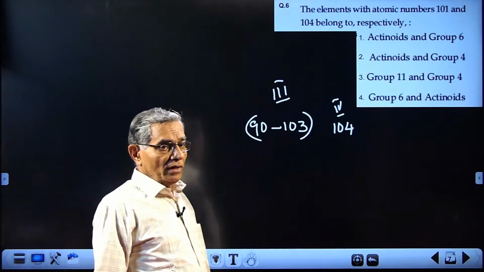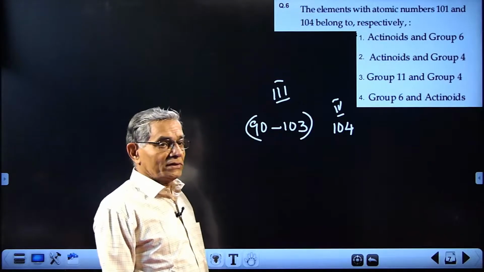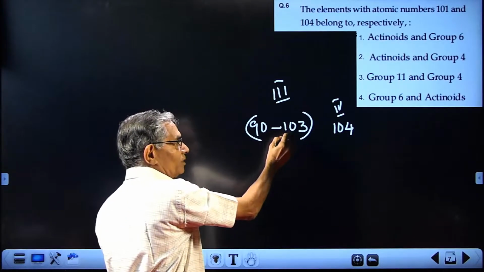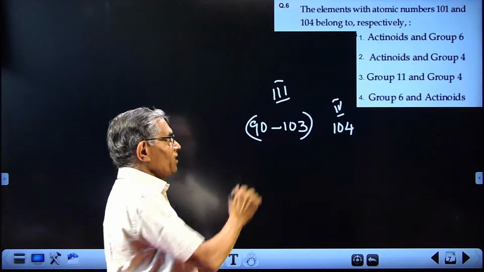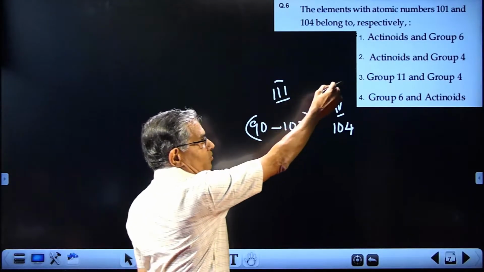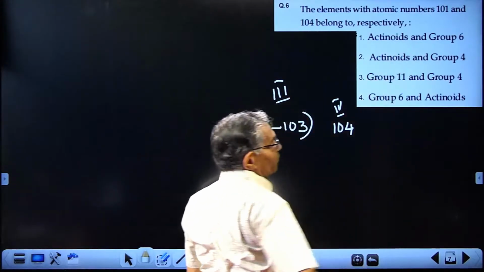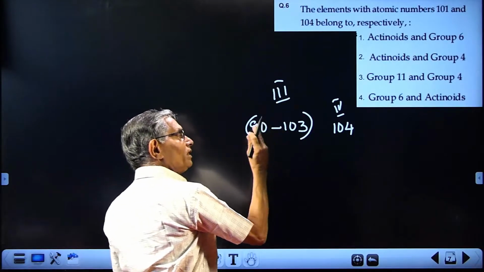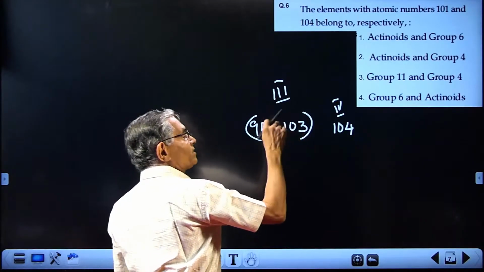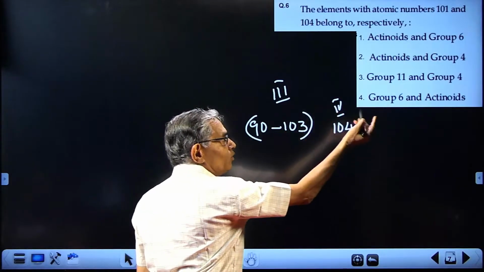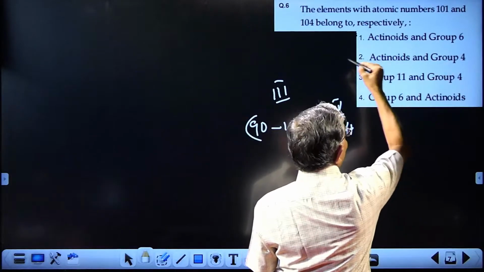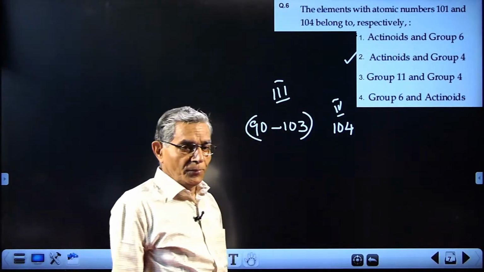So it is only a knowledge of periodic table, especially actinides and lanthanides. 90 to 103 form the actinide group, and that is placed in group 3. So first part of the question is 101 belongs to actinoids, and all these are put together in group 3, and the next, 104, will be placed in group 4. Therefore the answer will be actinoids and group 4, option 2.